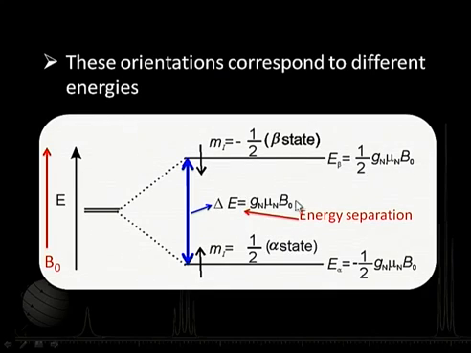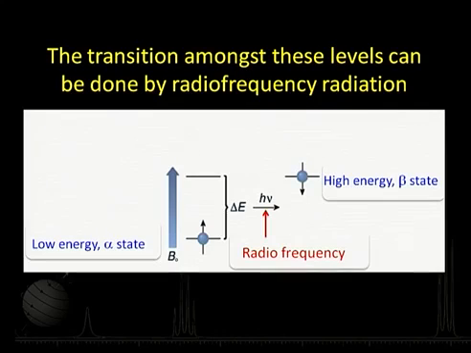We talked about all these things in the previous session, and this corresponds to a certain frequency which falls in the radio frequency range. If I provide that radio frequency, the nuclear spin in the lower state, if given energy in the radio frequency range, gets excited to a high energy state, which is the beta state, and such a transition is referred to as spin flip. So, that is all what we talked about in the previous session.